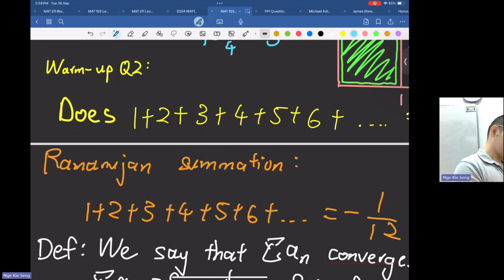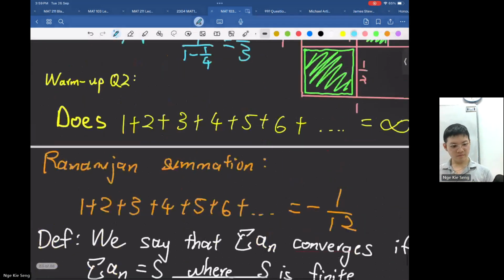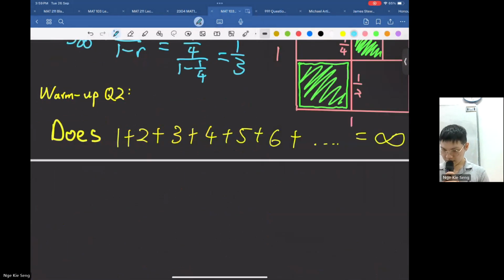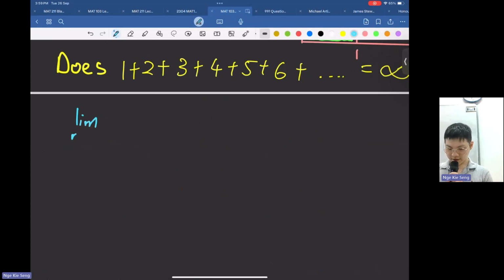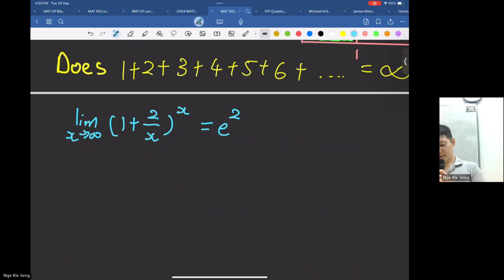Okay, someone asked me about how to find the limit of (1 plus 2 over n) to the power n. How about using x? Okay, how to find this? I think the answer given is e to the power 2. This is one of your textbook questions. So how to find this? What you can do is you start with, yeah, actually what can you do, right?